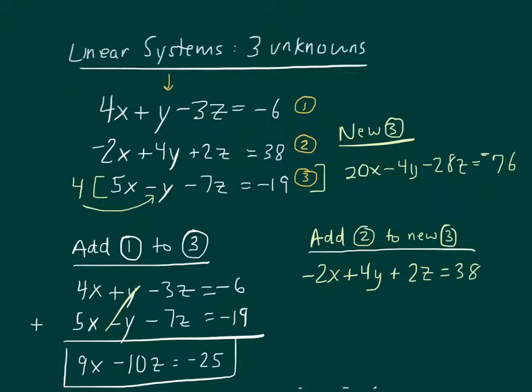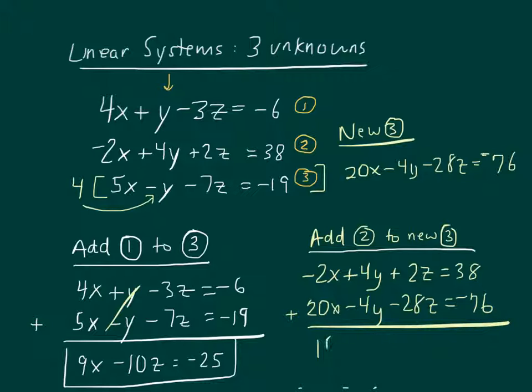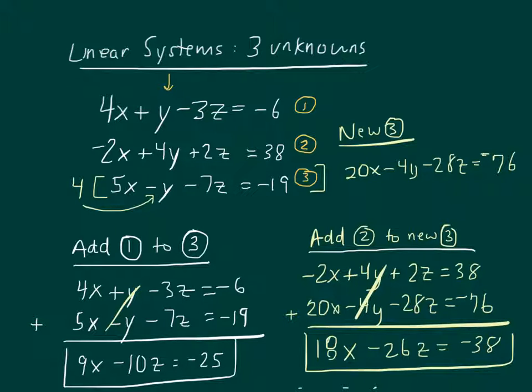So the new 3 now is 20x minus 4y minus 28z equals negative 76. So when I add these two down the columns, I'll get 18x. The y's will drop out. I will have negative 26z equals negative 38, I hope. So what I have is these two equations here with two unknowns, and I'll just scroll down here and continue on that.